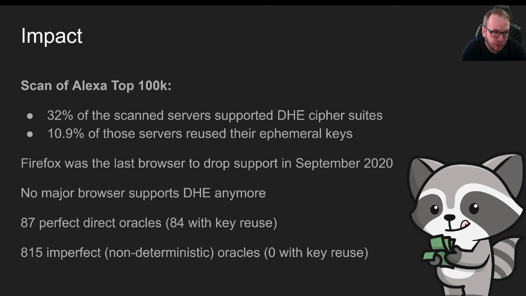And during our scans, we found 87 perfect direct oracles, which are oracles which are deterministic. And of those 87 oracles, 84 were reusing keys. So if you had a perfect direct oracle, then you were also very likely reusing your keys. And we've also found 815 imperfect, meaning non-deterministic, oracles. And of those, none were reusing the keys. So there's likely another implementation which has the same bug, but since they are not reusing the keys, they're not exploitable, and we could not identify which implementation is actually vulnerable or responsible for this.